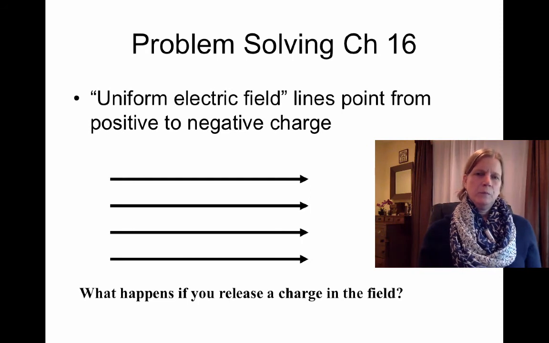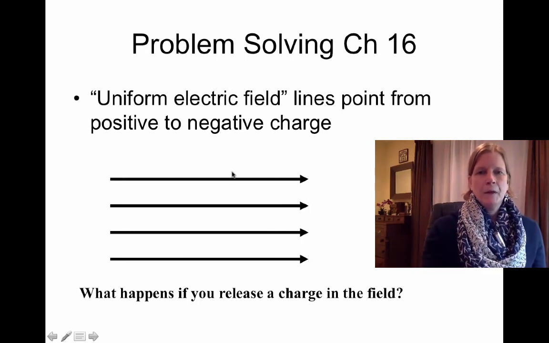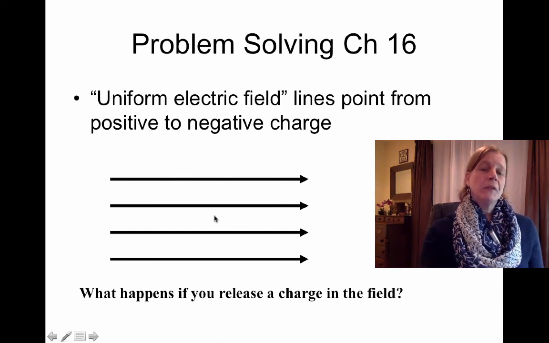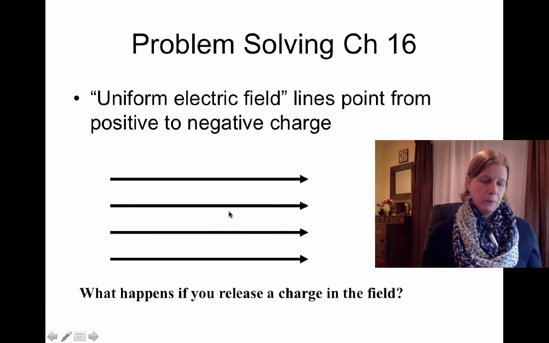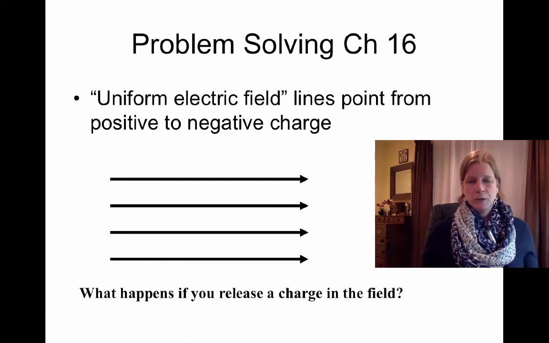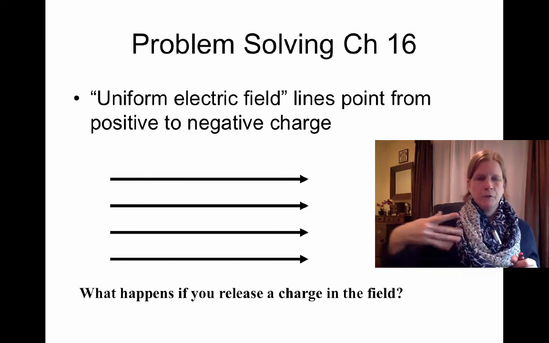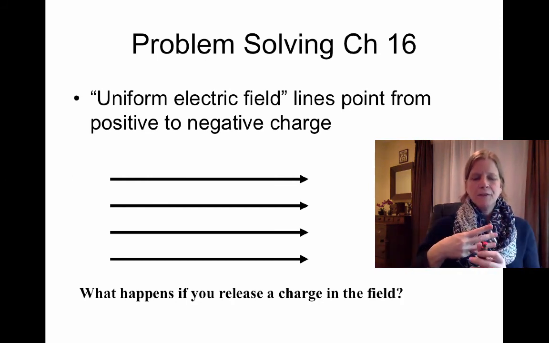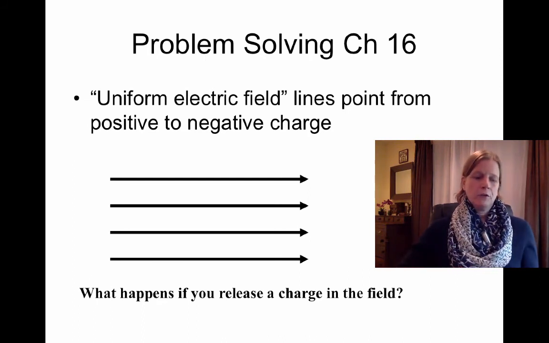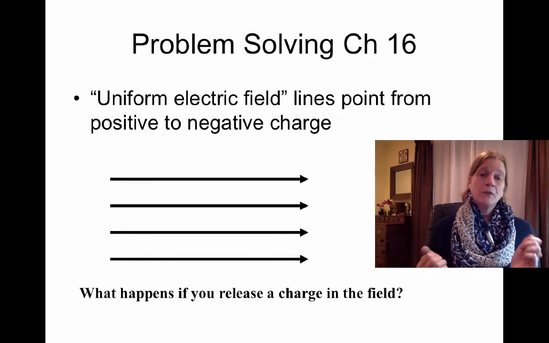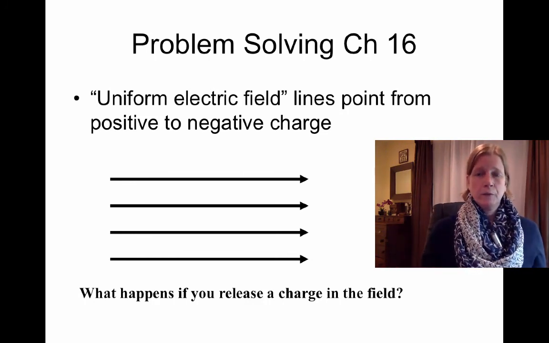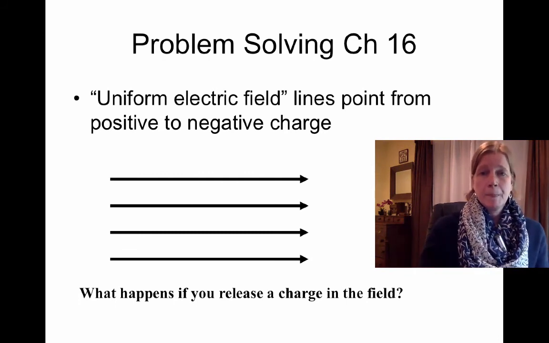Finishing up, just as a little review, let's think about a uniform electric field to the right. What happens if you release a charge in that uniform electric field? If you release a positive charge in there, it will move in the direction of the field lines. A negative charge, if it's released in there, will move in the opposite direction of the field lines. Or you could say it experiences a force in one direction or the other, and if it's free to move, it will move in that direction.